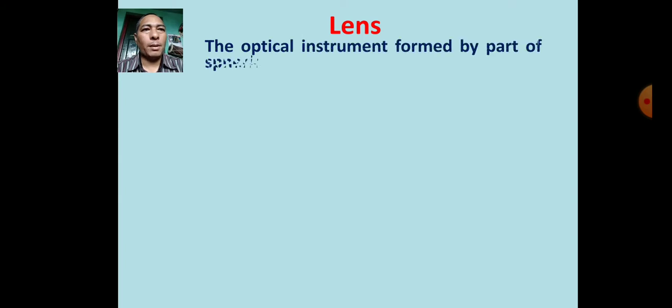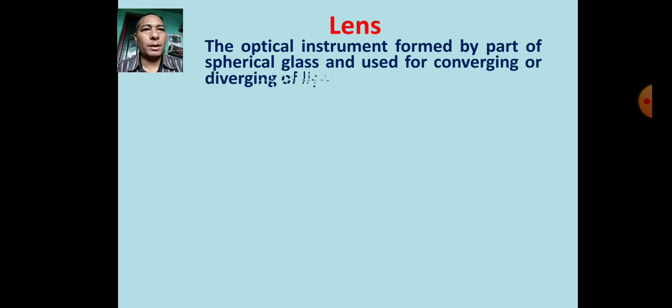Lens. The optical instrument formed by part of spherical glass and used for converging or diverging of light is called lens.